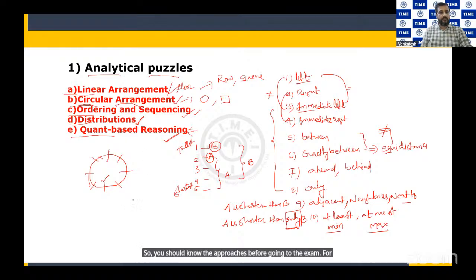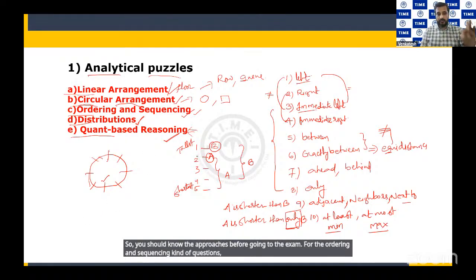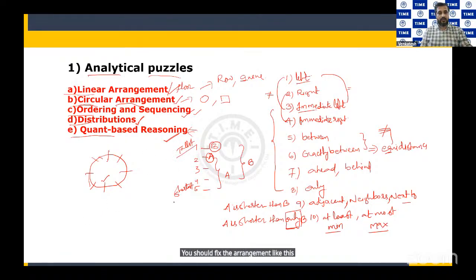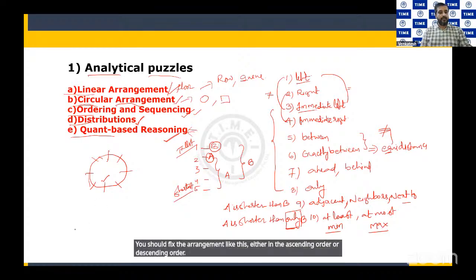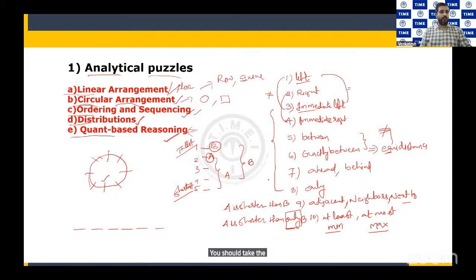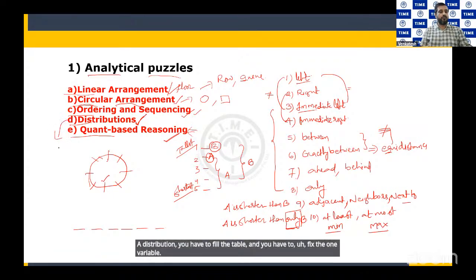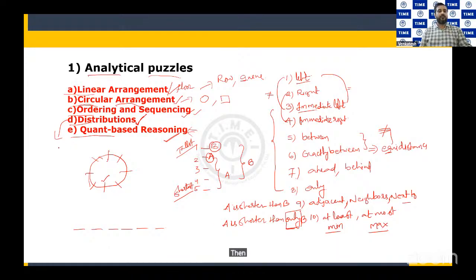For the ordering and sequencing kind of questions, you should fix the arrangement either in ascending order or descending order. If it is a linear arrangement, you should take the places, the row arrangement. In a distribution, you have to fill the table and fix one variable. That all you should know. Then only you can complete the questions.